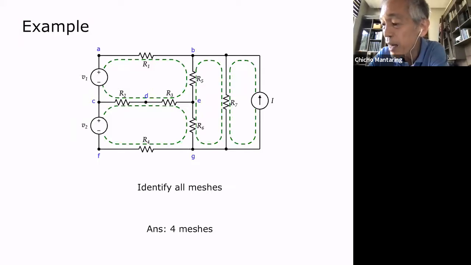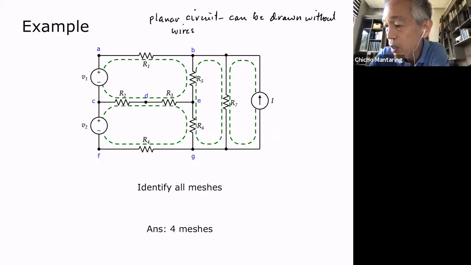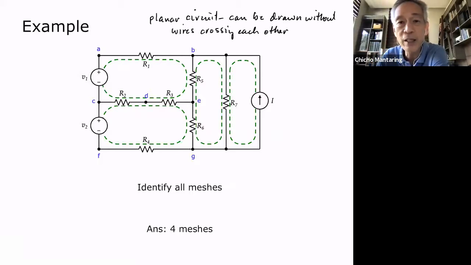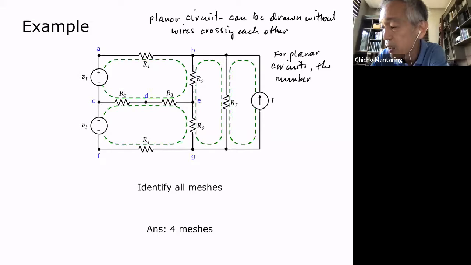No? Now, if the circuit is planar, first of all, let me define a planar circuit. No? A planar circuit can be drawn without wires crossing each other. Yun yung definition ng planar circuit. A planar circuit is a circuit that can be drawn without wires crossing each other. For planar circuits, the number of meshes is equal to the number of what we call window panes.